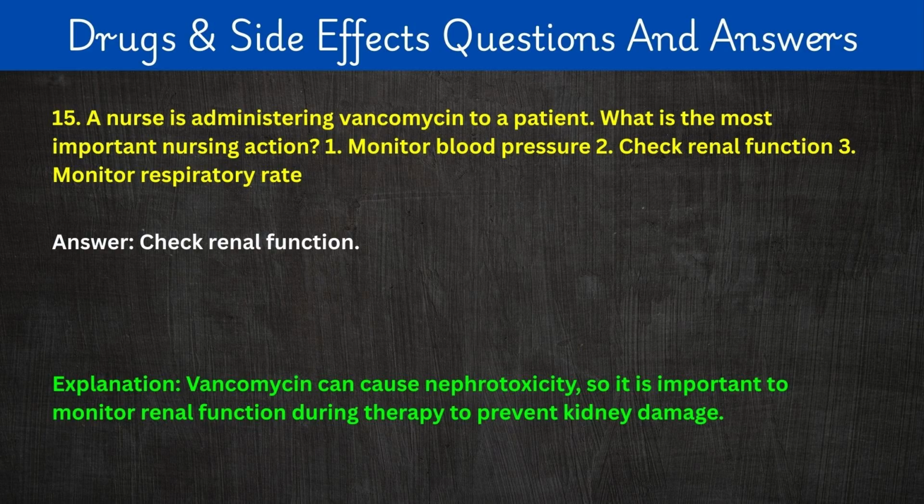15. A nurse is administering vancomycin to a patient. What is the most important nursing action? 1. Monitor blood pressure. 2. Check renal function. 3. Monitor respiratory rate. Answer: check renal function. Explanation: vancomycin can cause nephrotoxicity, so it is important to monitor renal function during therapy to prevent kidney damage.